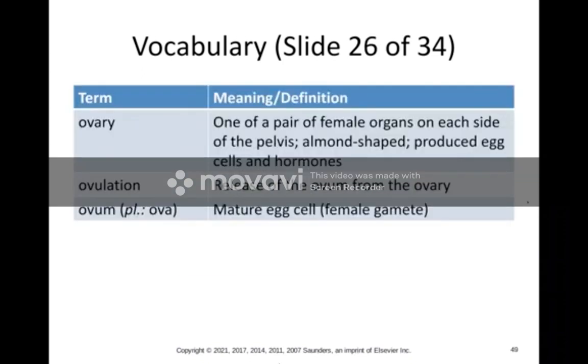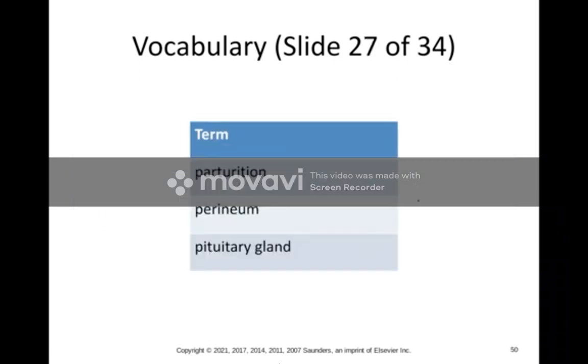The ovary is one of a pair. There's 2 ovaries. They're female organs on each side of the pelvis. They're almond-shaped, and they produce egg cells and hormones. Ovulation is the release of the ovum from the ovary. And the ovum is a mature egg cell, which is the female gamete. Ovum is singular and plural is ova, more than one egg cell.